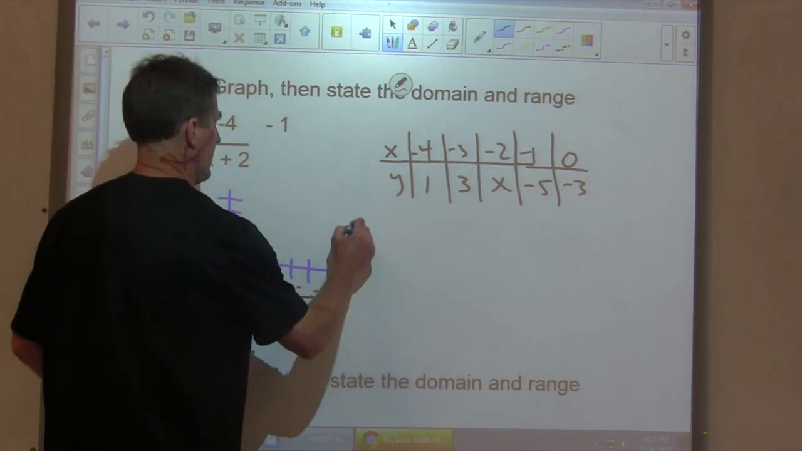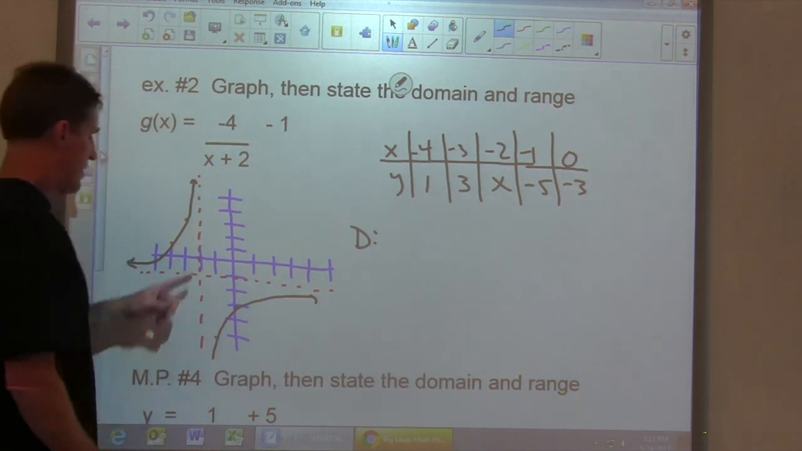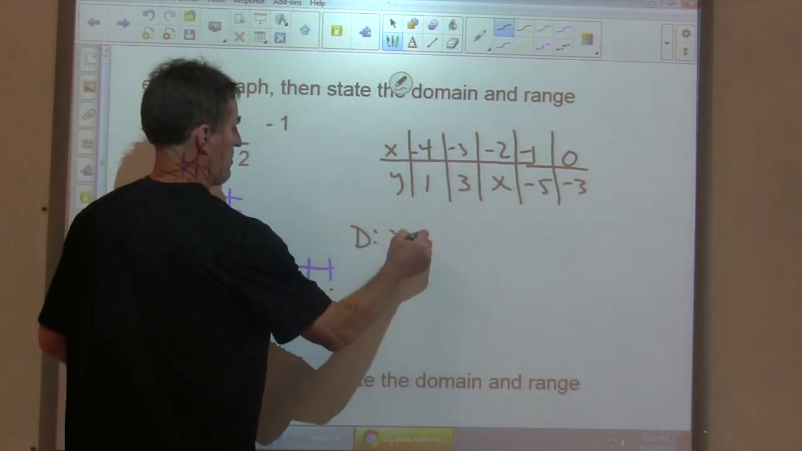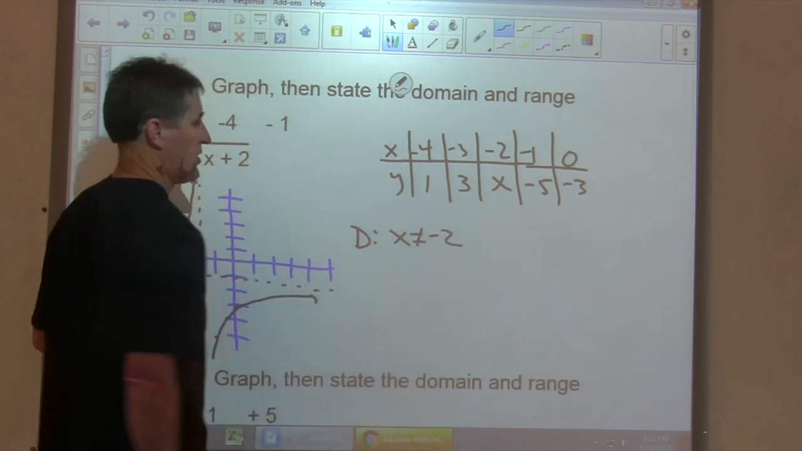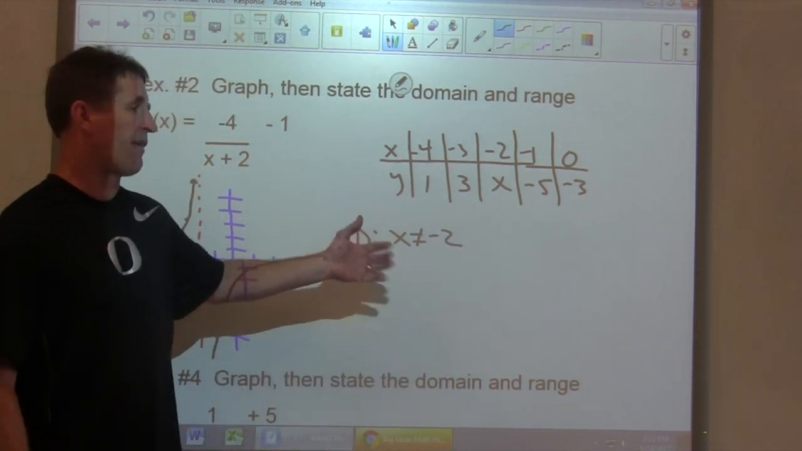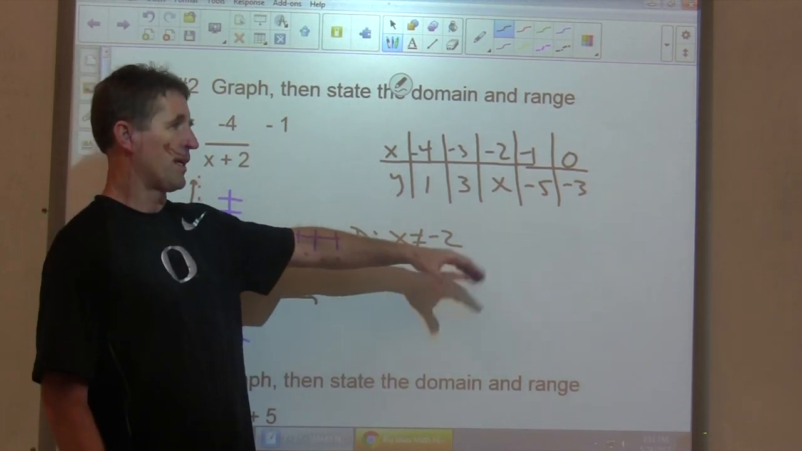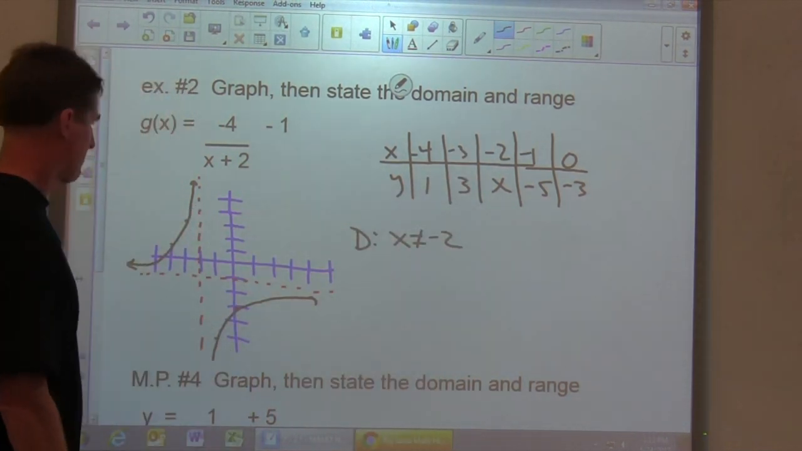So my domain would be, it can't be negative 2. So I'm going to put x cannot equal negative 2. The textbook puts it everything except negative 2. I just put domain cannot equal negative 2, and that means it's everything else.